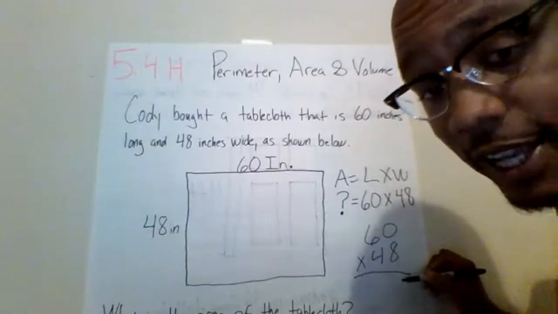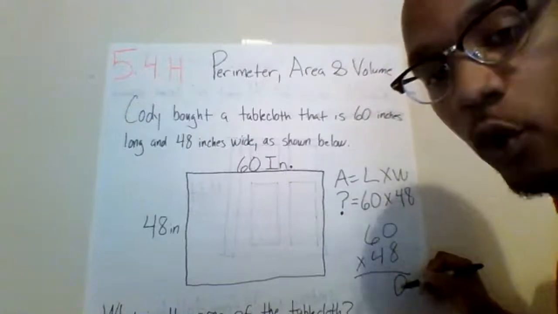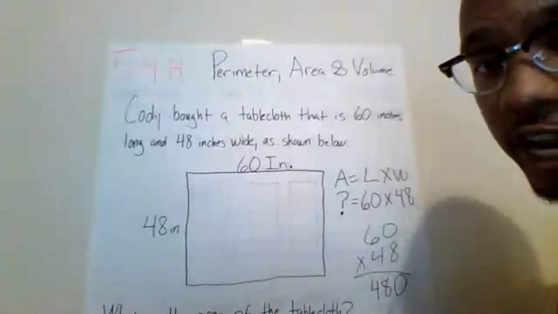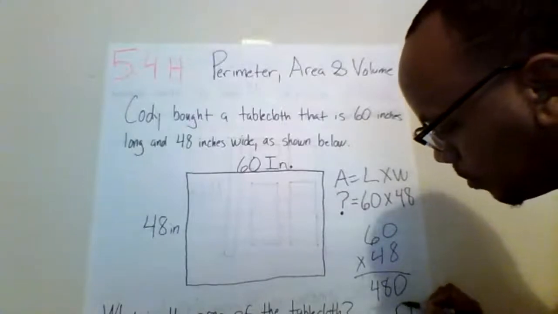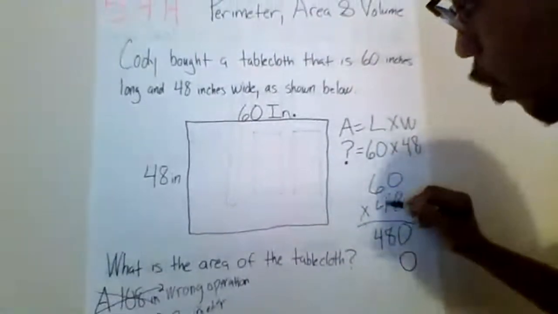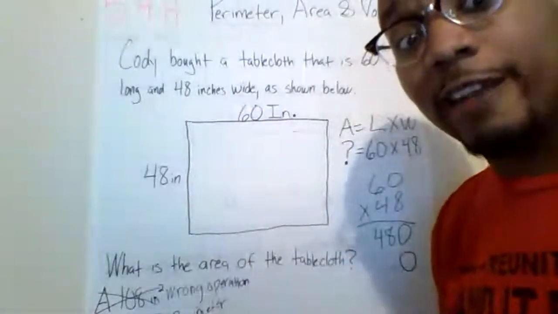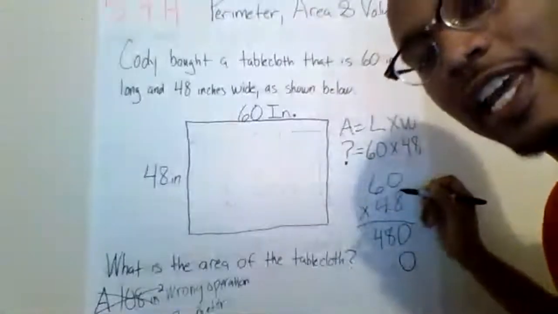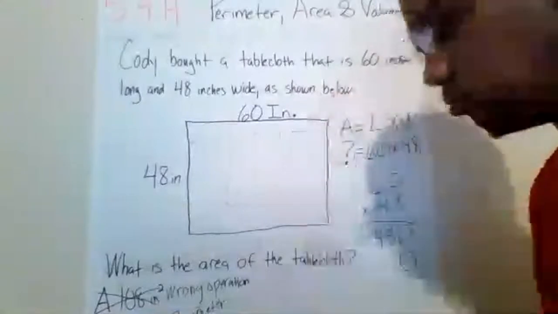8 times 0, anything times 0 is 0. 8 times 6 is 48. So your first partial product is 480. Then I'm going to put a placeholder 0 right here. In case you forgot why that 0 goes right there, that 4 that you're going to multiply by is in the tens place. So that's really 40. Putting a 0 right here, and now multiplying it times a 4 in the tens place, I put a 0 in the ones place. That's a placeholder 0.